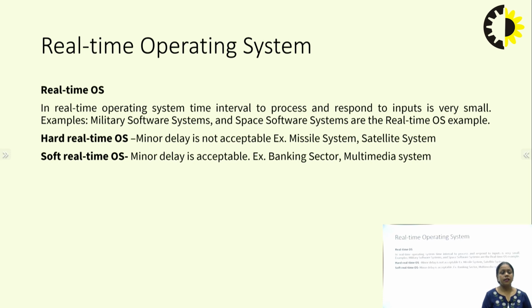Now, this real-time operating system can be categorized into two parts. First one is the hard real-time operating system, and another one is the soft real-time operating system. In the hard real-time operating system, minor delay is not acceptable. We cannot delay for a particular unit time. For example, missile system, satellite system, these are all examples of hard real-time operating system. Okay, and in the case of soft real-time operating system, minor delay is acceptable, like banking sector, like multimedia system.